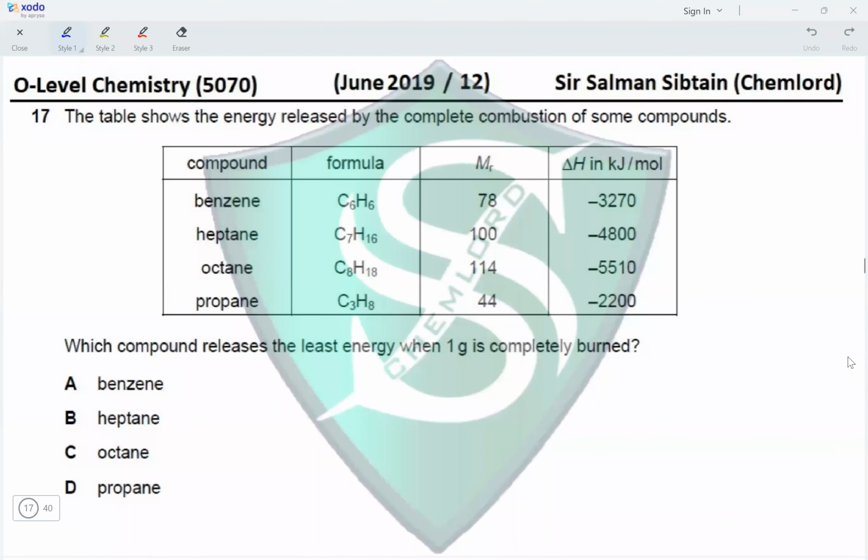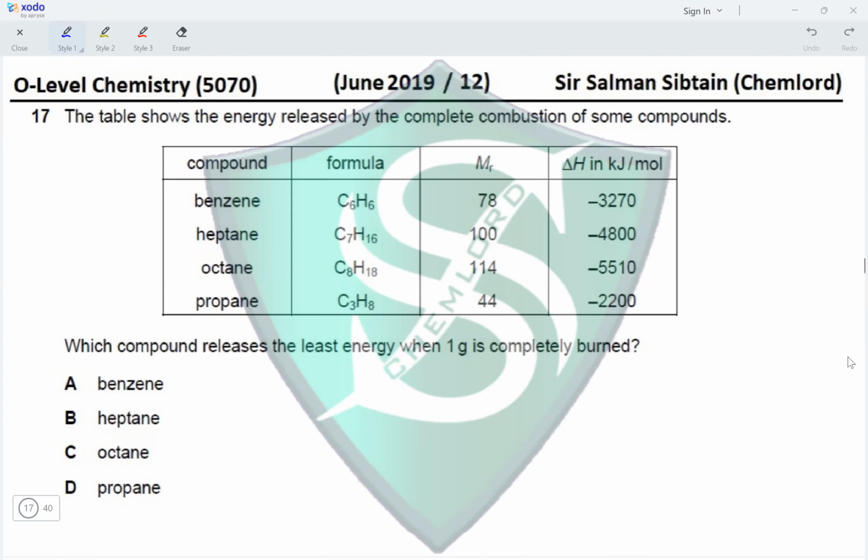Question 17. The table shows the energy released by the complete combustion of some compounds. Which compound releases the least energy when 1 gram is completely burned? Okay. So the energy given to us in the table is kilojoules per mole. And we need to find out the number of moles of the compound in 1 gram, and we multiply that value by the energy value given in the table to obtain the energy that is given off when 1 gram is burned. And whichever will have the least energy would be the correct answer.